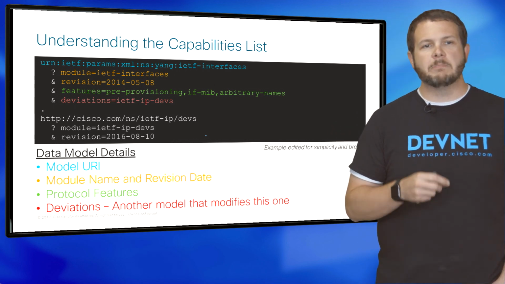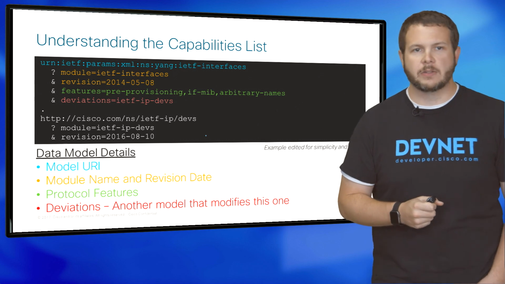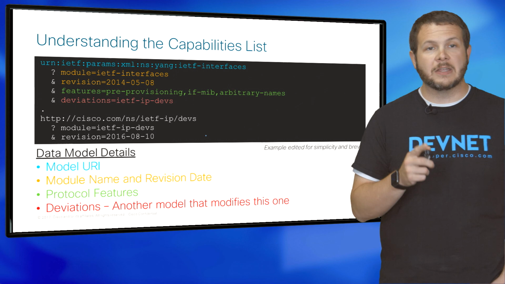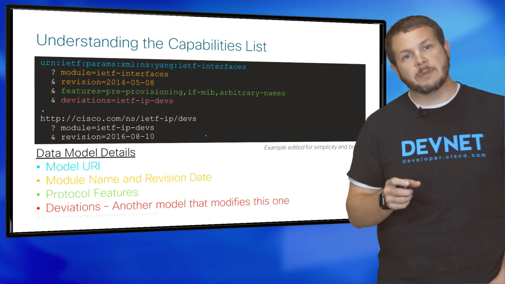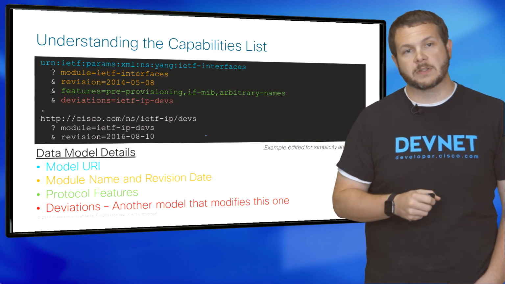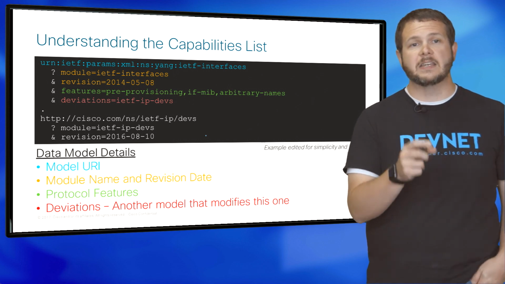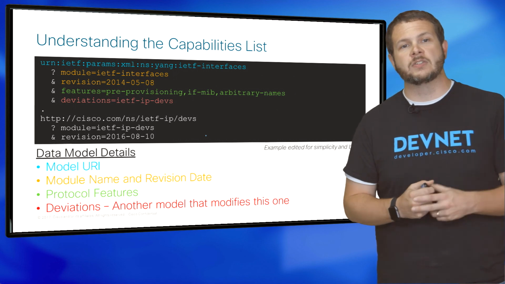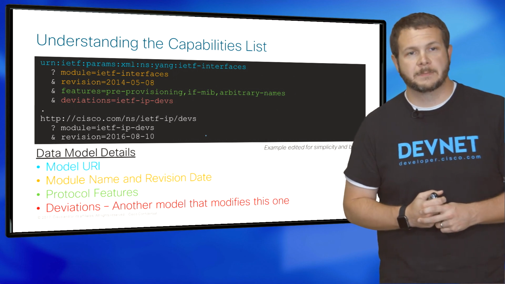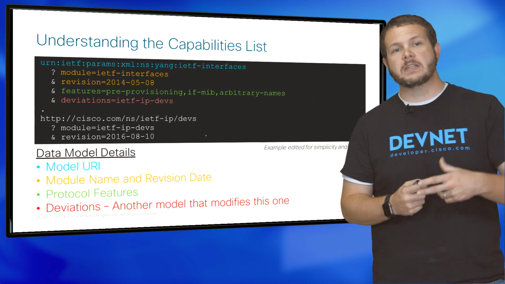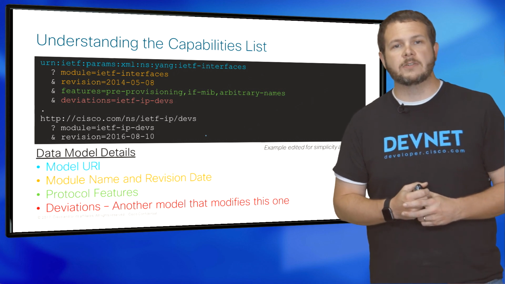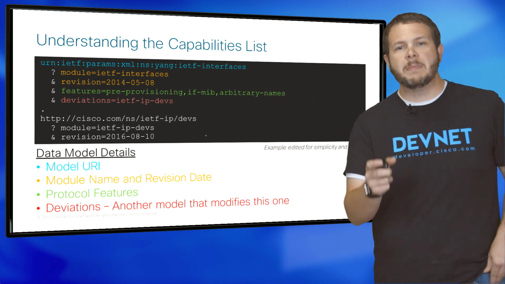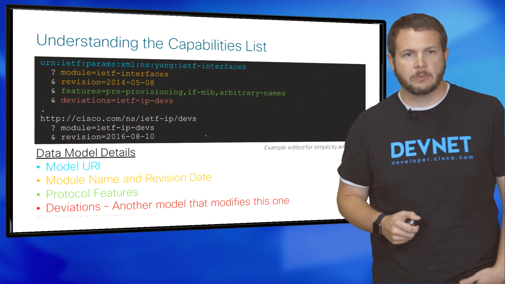And then after that, we get a bunch of metadata and information about this data model that we can use as developers. In yellow, we can see the module name and the revision date. So this is the name that we would actually work with and talk about for this model. In this case, it's the IETF interfaces data model, and it was the revision that was standardized in 2014 on May 8th. Now in green, what we see inside of our capability is the list of protocol features that are supported. This data model supports pre-provisioning, MIB access, and arbitrary names.